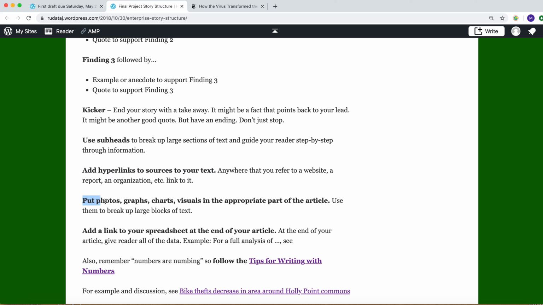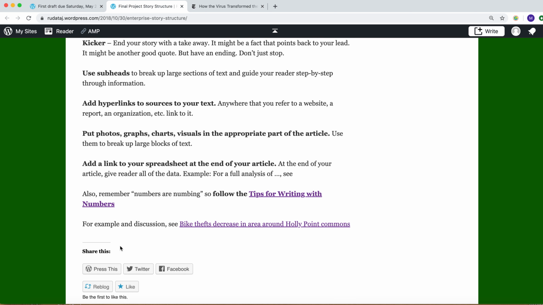Put photos or graphs or charts or visuals in the appropriate place in your article. And again, this helps break up your text. At the end of your story, I want to see a link to your spreadsheet. This is a way to give some transparency and say to your reader, here's my data set, so that they can look at it and see what you did for themselves.